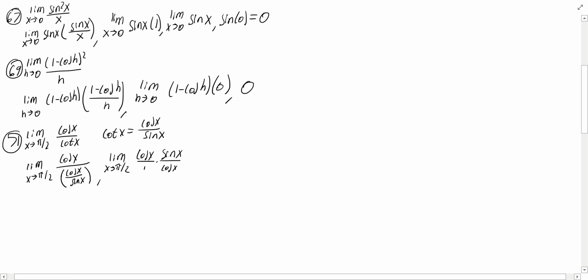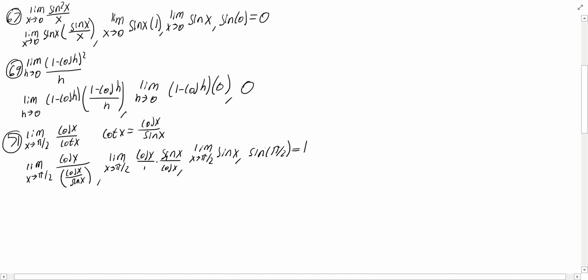And what we're going to see here is that these cosine of x cancels. So we're just left with the limit as x goes to pi over 2 of sine of x. And so this becomes sine of pi over 2, which, as we know, is just going to be equal to 1. So there we go. That's our answer for this one. Now, we have 3 more left to do.